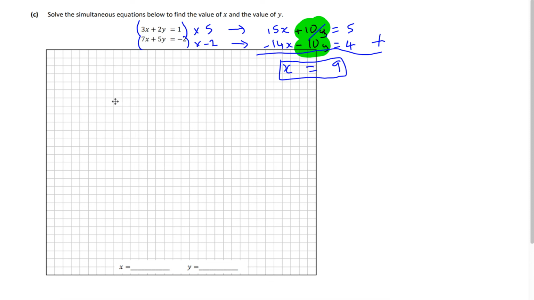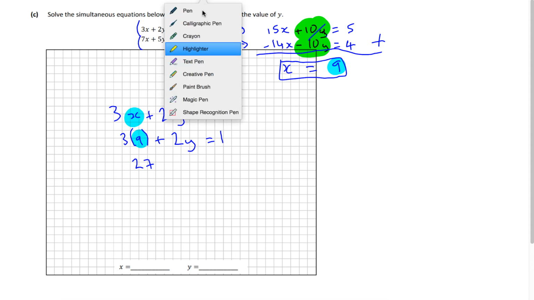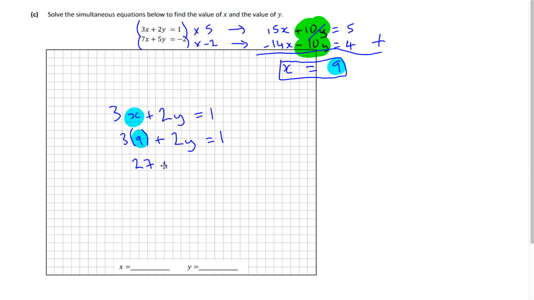So I'll just rewrite that top equation. 3x plus 2y is equal to 1. And now what I'm going to do is take this x value of 9 and put it in here instead of this x, because x is 9. So that becomes 3 times 9 plus 2y equals 1. So that's 27. Just to be clear there, that's the x value changed to 9. 27 plus 2y is equal to 1.